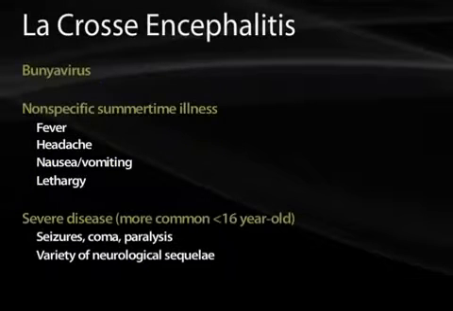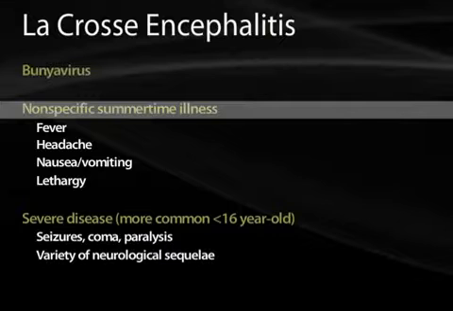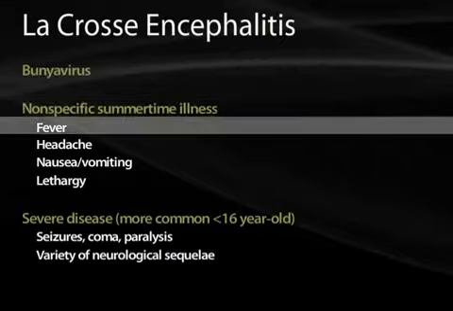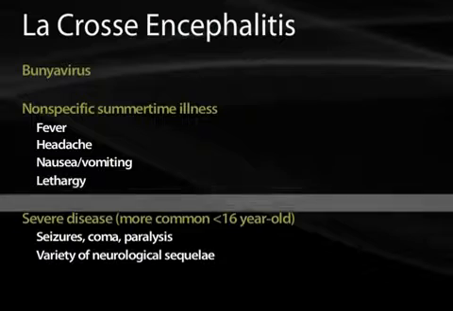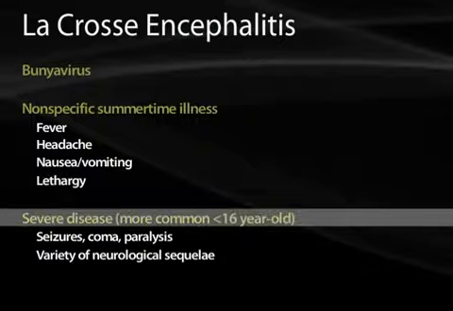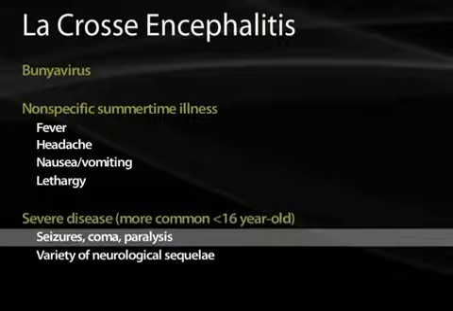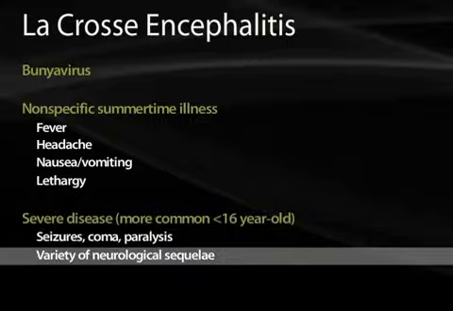La Crosse encephalitis is caused by a bunyavirus. It's a nonspecific summertime illness of fever, headache, nausea, vomiting, and lethargy. Unfortunately, you can also get severe disease if you're less than 16 years old. Seizures, coma, paralysis, and a variety of neurologic sequelae.